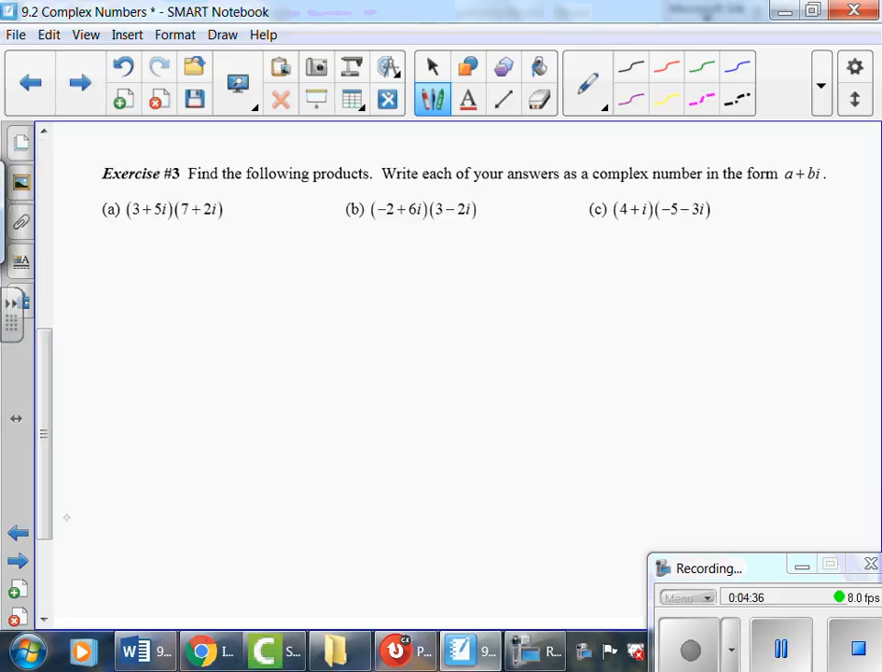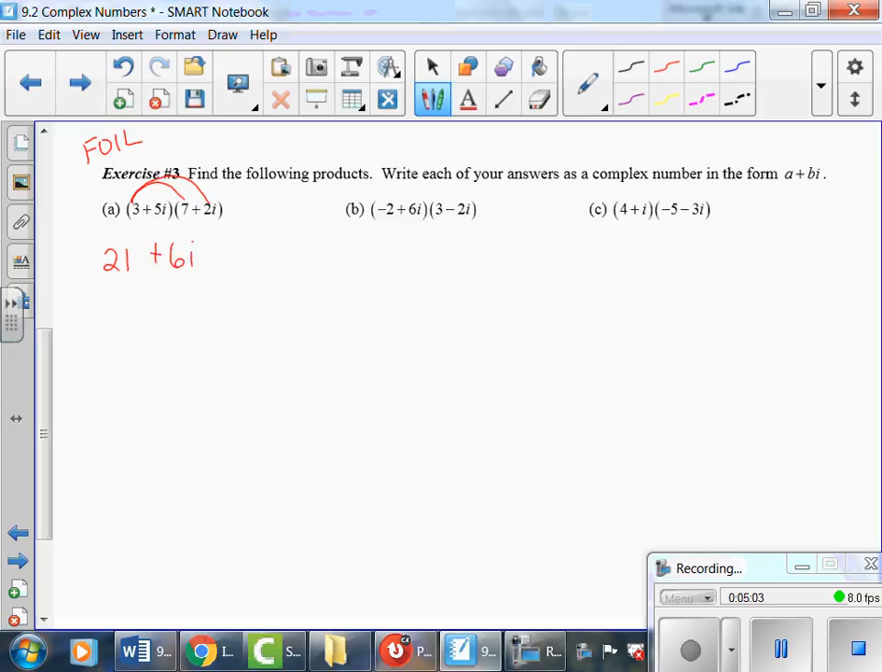Exercise 3. Now this is going to work something like double distributive when we multiply two binomials. Some people use the acronym FOIL to help us remember the steps, but you're basically distributing the first binomial to the second binomial. So it's going to be 3 times 7 is 21. 3 times 2i is positive 6i.